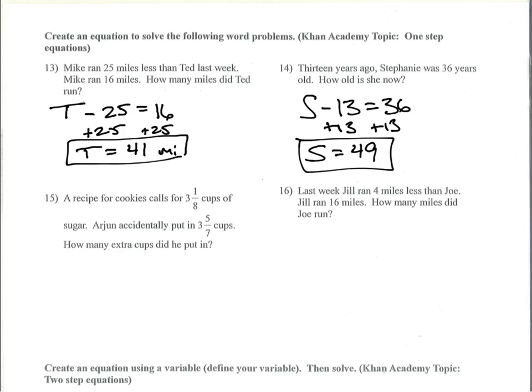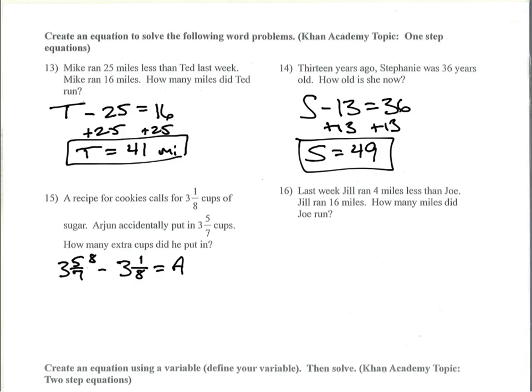Recipe for cookies calls for 3 1/8 cups of sugar. Arjun, nice, accidentally put in 3 5/7 cups. How many extra cups did he put in? Okay, so let's see here. Arjun put in 3 5/7 cups. Recipe only called for 3 1/8, so I'm going to subtract the 3 1/8 cups, and that's how much our friend Arjun put in. So we need a common denominator.